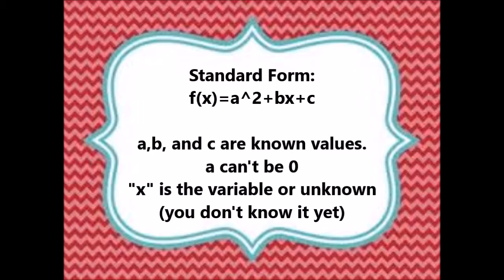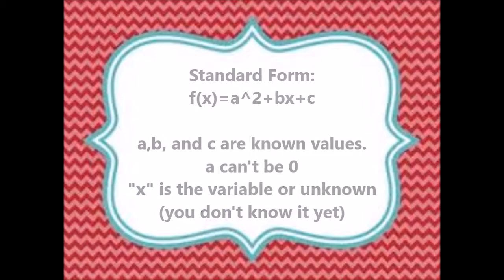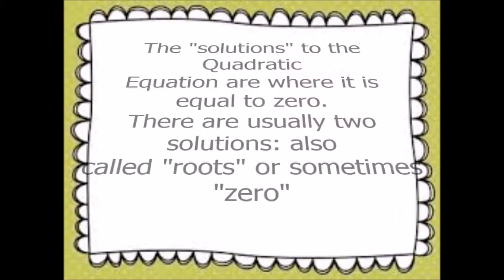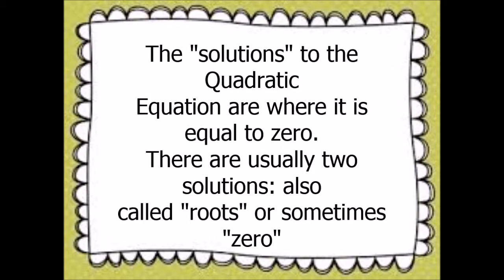The standard form is f(x) = ax² + bx + c. a, b, and c are known values. a can't be 0. x is the variable, or unknown. You do not know it yet. The solutions to the quadratic equation are where it is equal to 0.